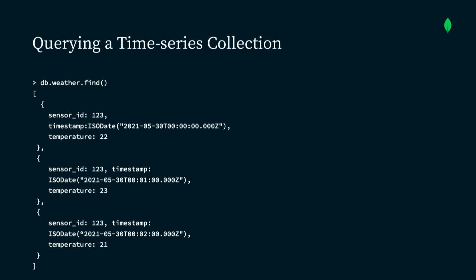How do you query data in time series collections? Here I'm doing a find, and you see that as a result, I have the documents I have inserted previously. So super easy, but this example is quite simple.